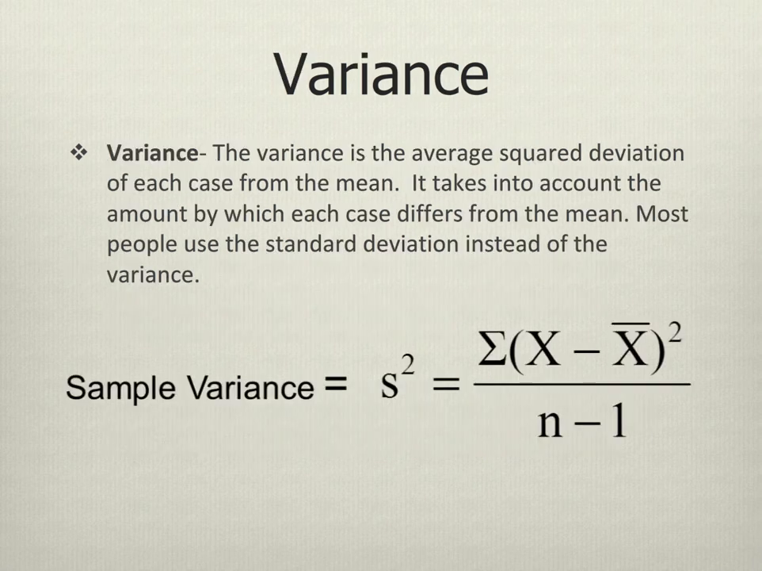The average squared deviation of each case from the mean and summing them, then dividing by the total number in the sample minus 1. It takes into account the amount by which each case differs from the mean. We can't just take the distance of each value from the mean, because if we were to sum those up, by definition it would equal 0. That's why we have to square it. However, if we were to just use the variance, it would be made artificially larger by the act of squaring it. This is why we actually generally use the standard deviation instead of the variance. So don't worry too much about the variance. You should have covered it in some of your previous classes, and this is just a review.